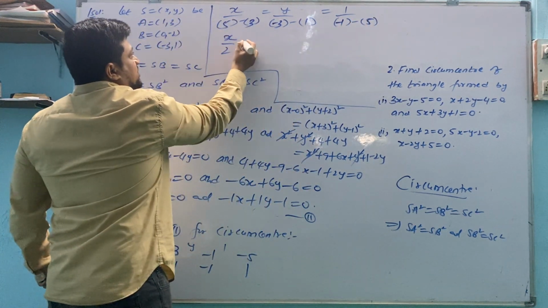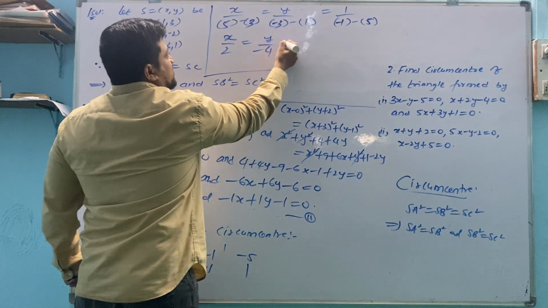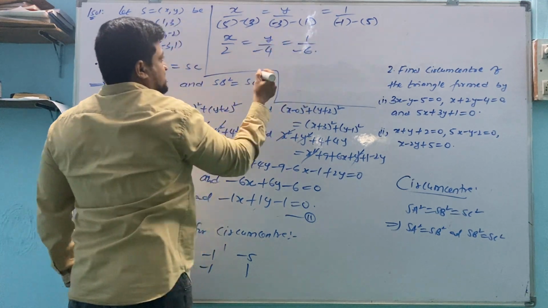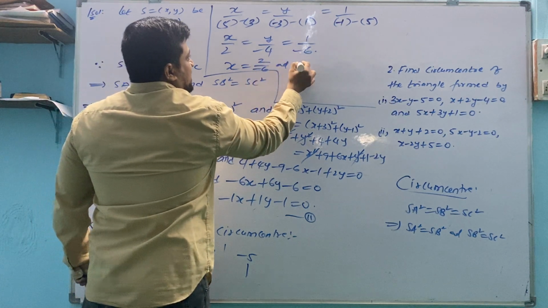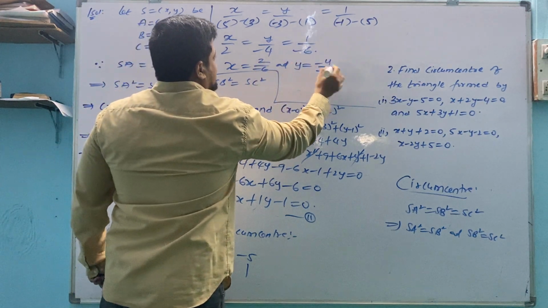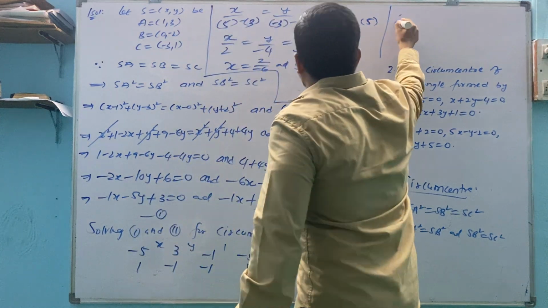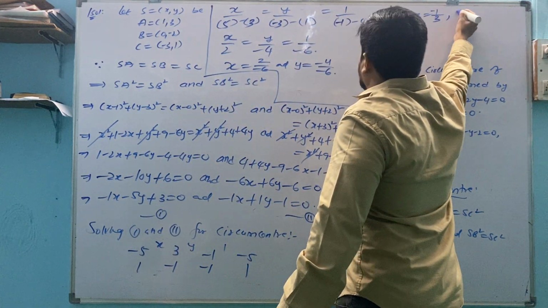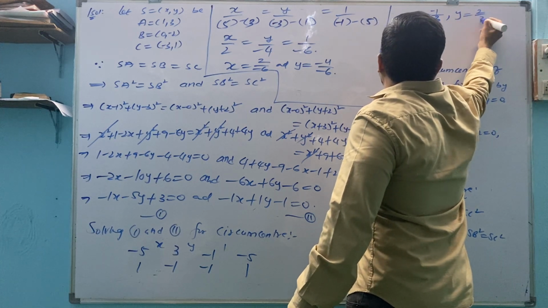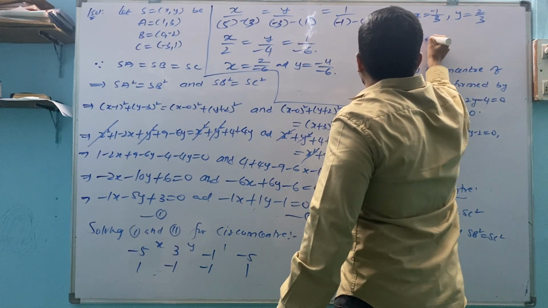So x by 2 equals y by minus 4 equals 1 by minus 6. So x equals 2 by minus 6 and y equals minus 4 by minus 6. Therefore, x equals minus 1 by 3, and y equals 2 by 3. This is the circumcenter.